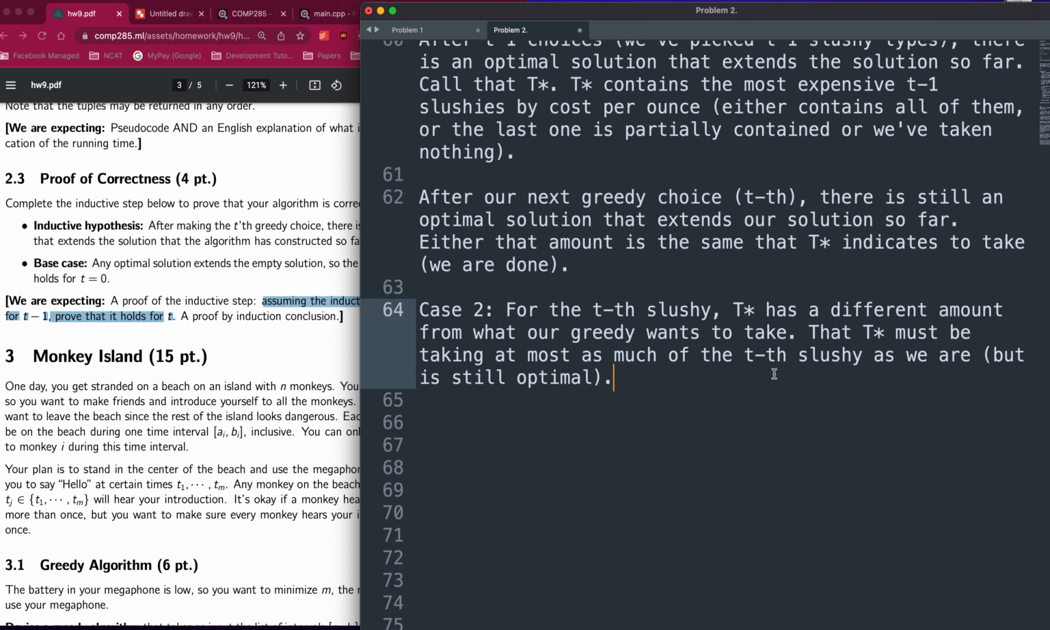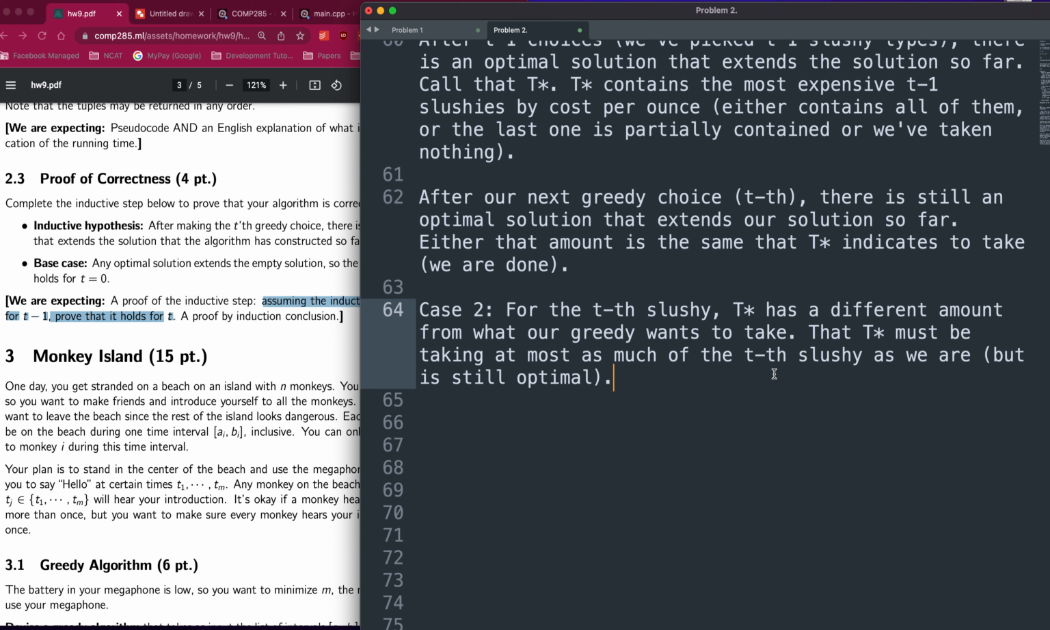Because we always take the most, right? And we've already done the T-1 choices, so there's only so much space left. And we always either take as much as there is left of the slushy itself, so as much as possible, or we take as much as fits. So that means if T star is taking a different amount, it has to take less than what is available of the T slushy, or less than it fits, right?